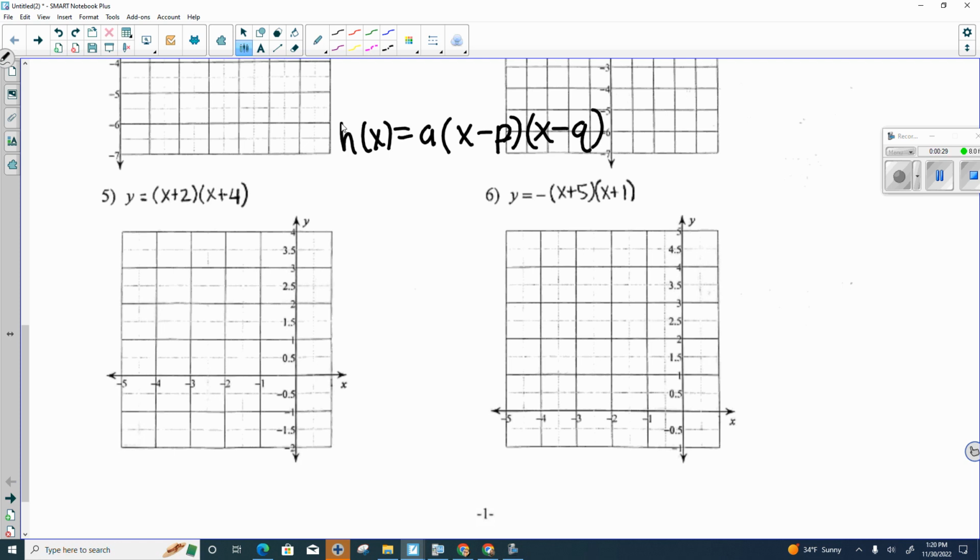This P and this Q represent the zeros of your function. The zeros of your function are because there is a zero in place of your y. And the way that I find these is I set my pieces equal to 0, and I solve. So when I set these pieces equal to 0 and I solve, this is going to be negative 2. Negative 2 plus 2 equals 0. This one's going to be negative 4 because negative 4 plus 4 equals 0. So these are my x-intercepts. Negative 2, 0, negative 4, 0.